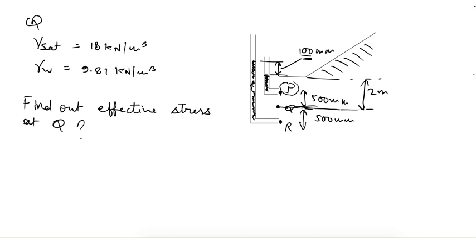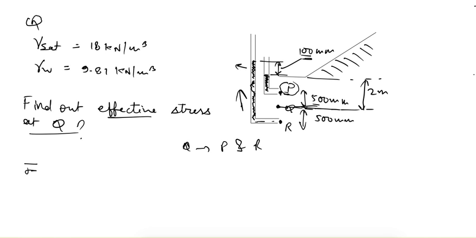The location of a point Q is given, that is 500 mm below P and 500 mm above R. So Q is between P and R, and we need to find the effective stress at Q. Seeing this piezometric head difference, the piezometric head below the point Q is greater than the piezometric head above, that is at P. So the flow will take place upwards.